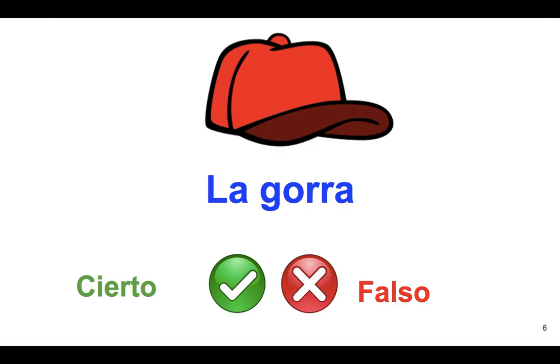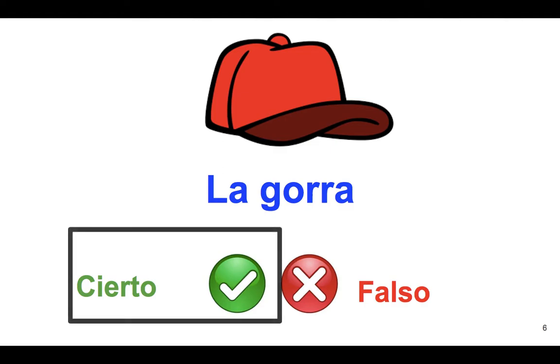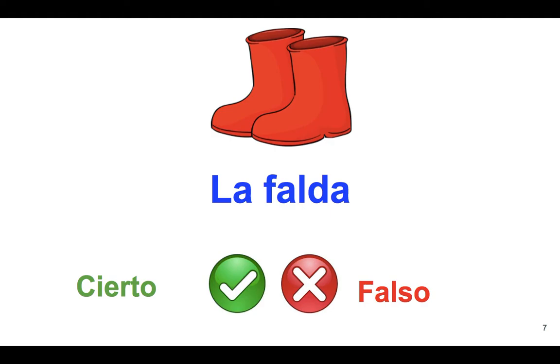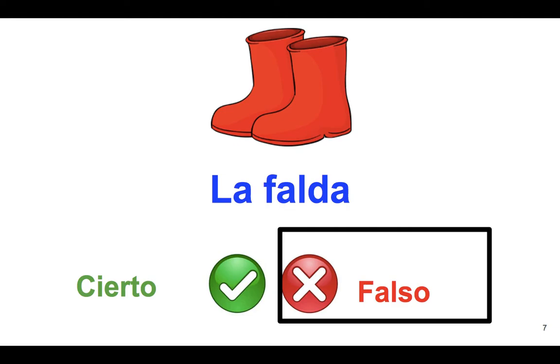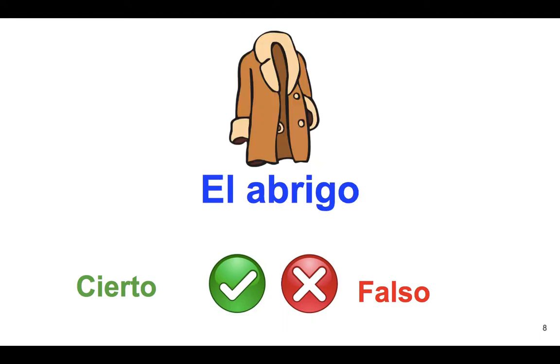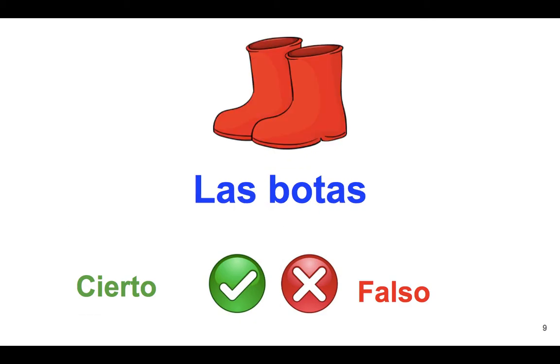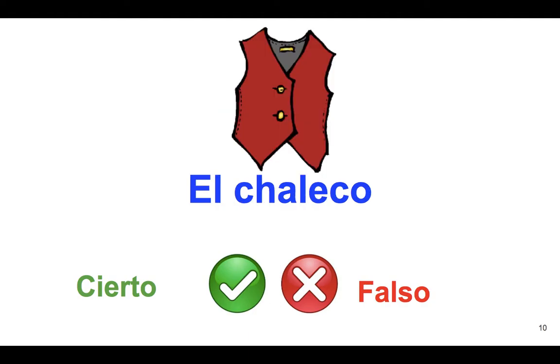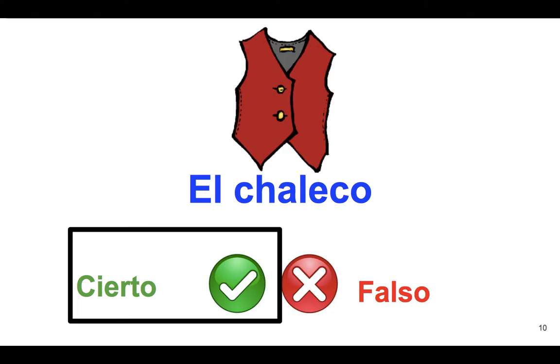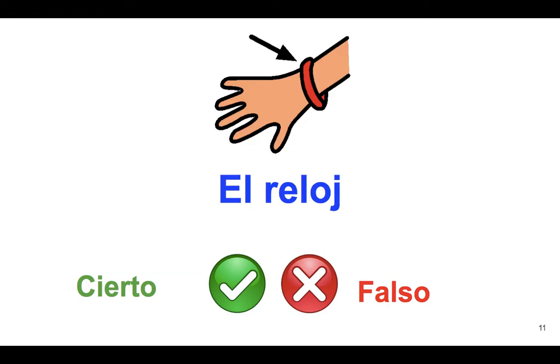Okay, la gorra, ¿cierto o falso? Cierto. La falda, ¿cierto o falso? Falso. El abrigo, ¿cierto o falso? Cierto. Las botas, ¿cierto o falso? Cierto. El chaleco, ¿cierto o falso? Cierto. El reloj, ¿cierto o falso? Falso. All right, muy bien.